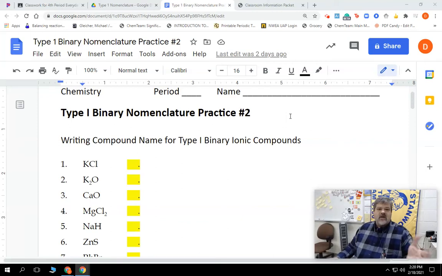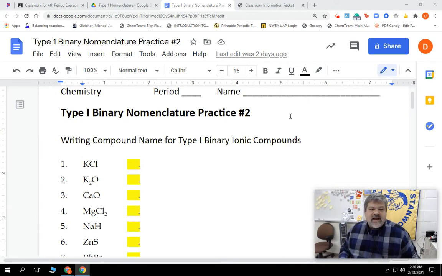Hey, today we're going to talk about practice number 2. This is type 1 binary nomenclature, practice sheet number 2, and we're going to explain how to do this a little bit again and maybe a reminder for some of you.